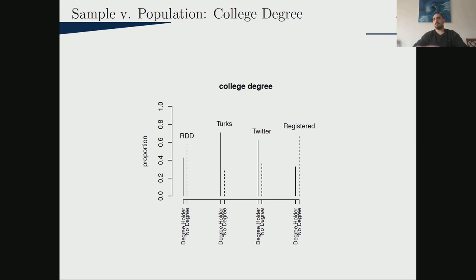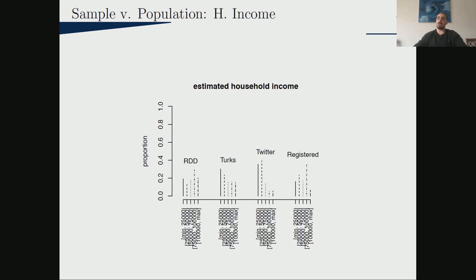When it comes to college degree, registered voters are mostly non-college degree, but unsurprisingly, Twitter and Turks both heavily overrepresent degree holders. Random digit dial polls don't, but in part, that might be because they're dealing with swing states, and swing states tend to be in the Rust Belt, where it's not as common to hold a college degree. So this might not look like a massive overestimation, but actually, if you were to think about it in terms of national representativeness, it very well might be, even in the random digit dial samples. When it comes to income, it's a bit of a mess. The random digit dial polls do the best at approximating the true distribution of income in the population, whereas Twitter and Turks both overrepresent middle to lower income people.